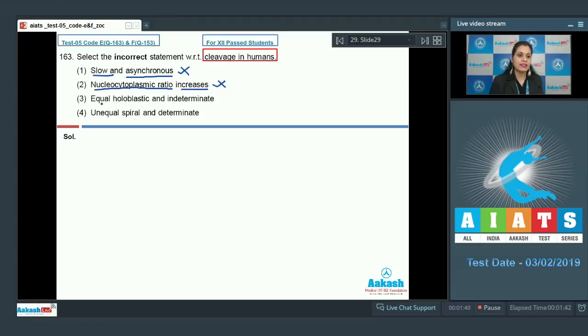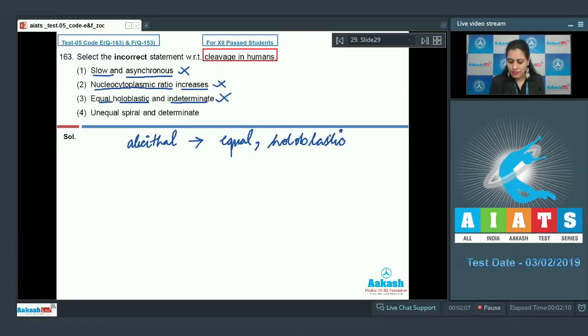The next statement given is equal, holoblastic and indeterminate, and as it is also a correct statement, this cannot be the correct answer because in humans eggs are alecithal and cleavage is equal, holoblastic. By holoblastic we mean the type of cleavage in which segmentation lines pass through the entire egg, thereby dividing it completely. And indeterminate because the fate of blastomeres is not predetermined.